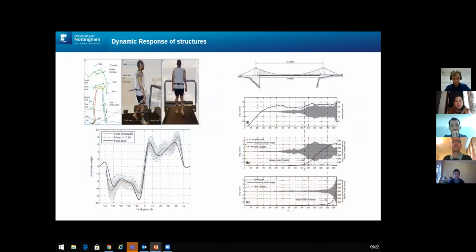In terms of dynamic responsive structures, we've done work on human structure interactions. This is a former PhD student of mine on a rig where we got him to walk on a treadmill on a moving base and monitored what happens to his gait pattern and the loads that's applied to the bridge.